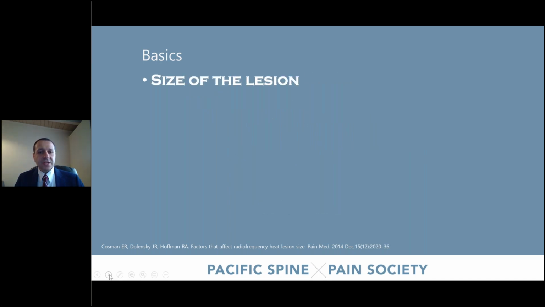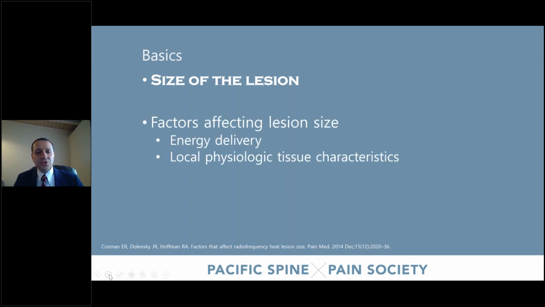All of these things are important to see how we can modify and adjust our lesion, to understand how heat and electricity work on our tissue and deliver the energy. So the size of the lesion is affected by two factors: how we deliver the energy and how the tissue receives that energy. Regarding the local physiologic characteristics of the tissue, how the tissue receives the energy, there are not a lot of things that we can modify. Can I have the next slide, please?